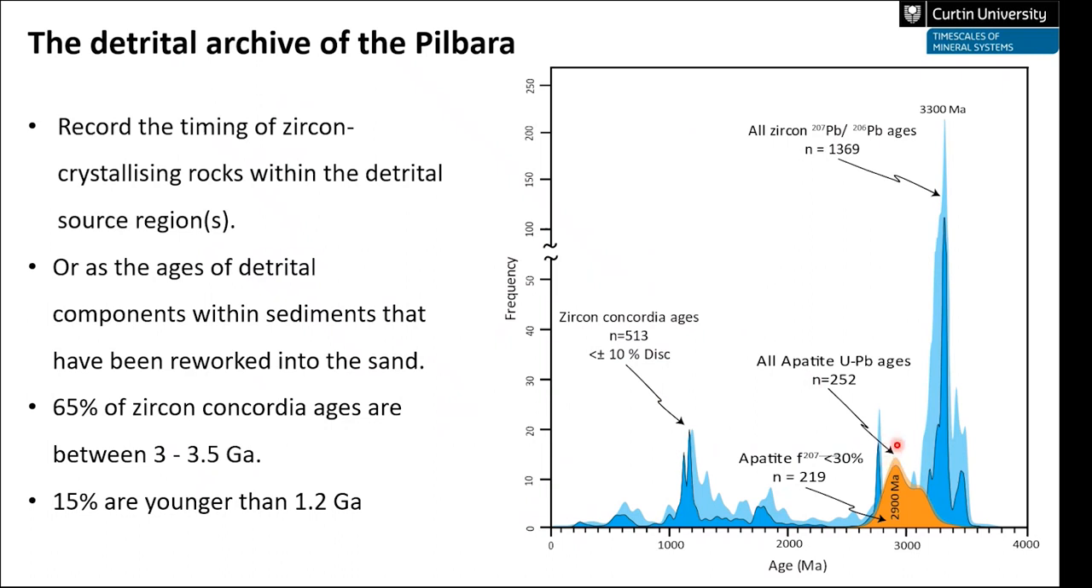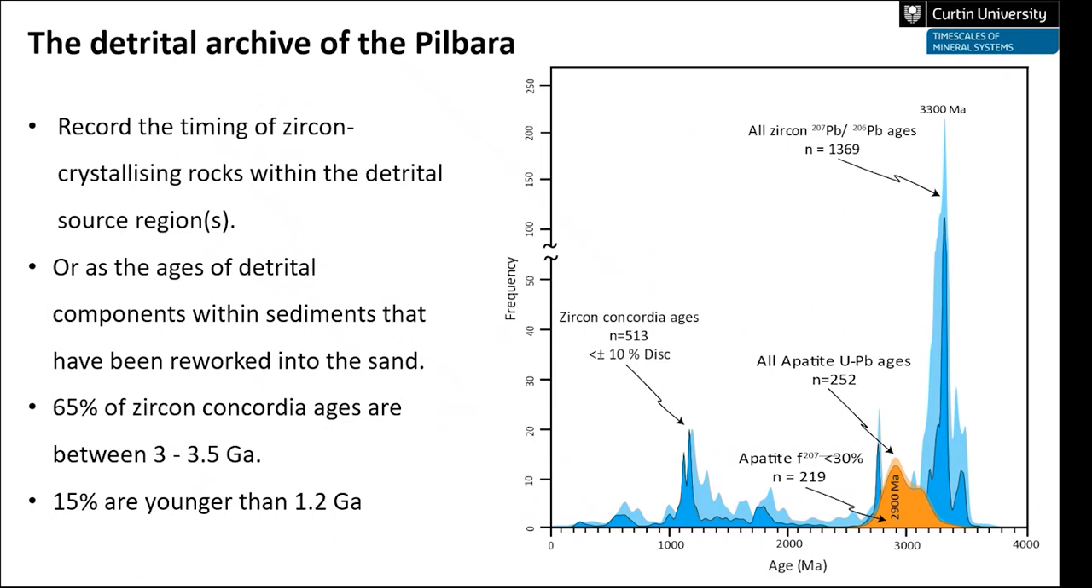So the light orange age component here represents all apatite ages obtained. There was no correction performed, no filter carried out. Whereas the bold orange here is filtered for apatite ages with an F207 less than 30%. The light blue cloud here is unfiltered 207/206 zircon ages, whilst the solid blue is filtered for analyses within 10% of concordance.